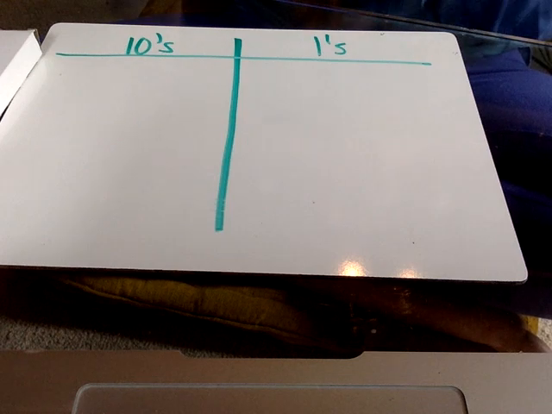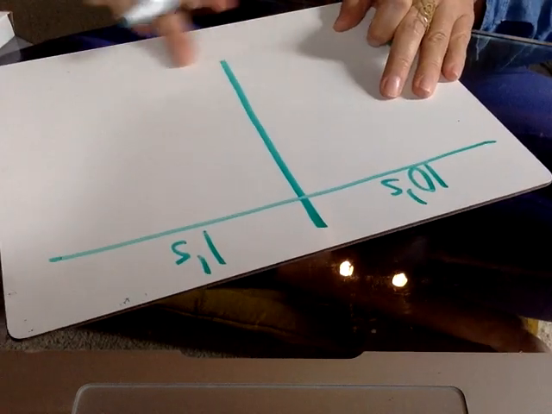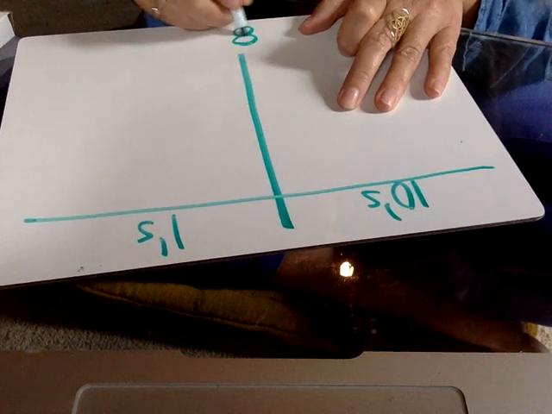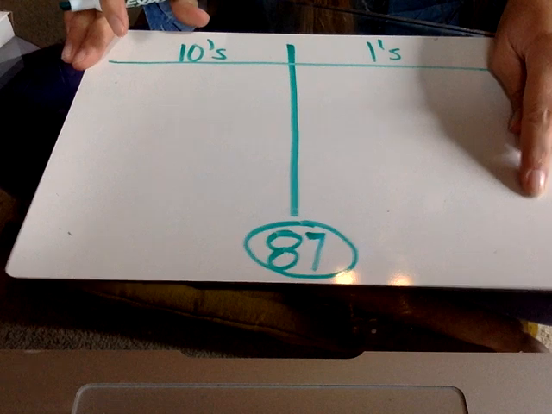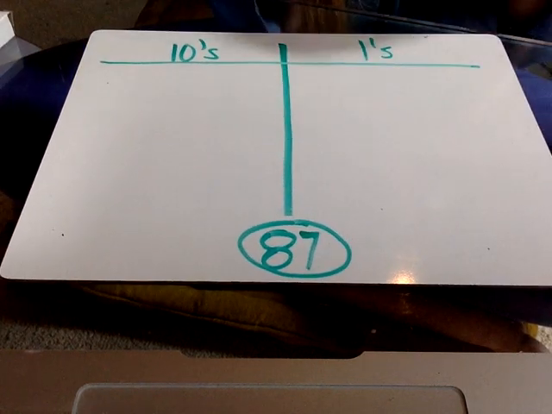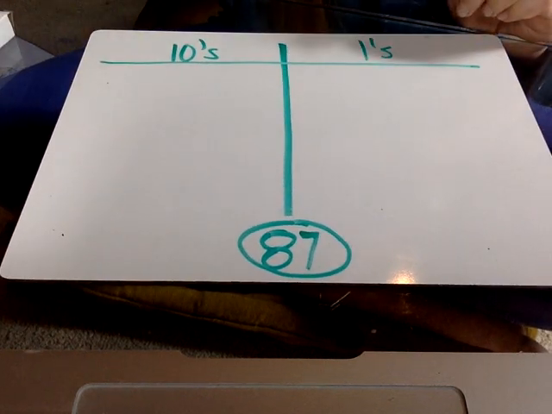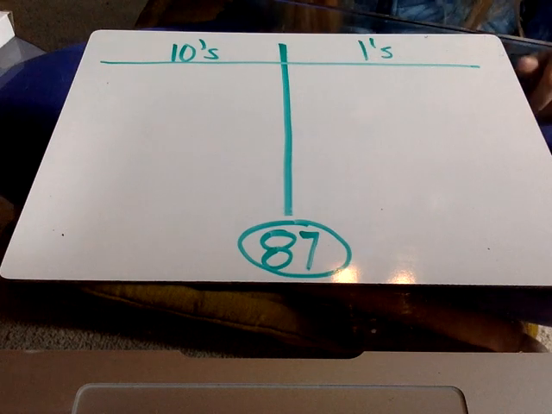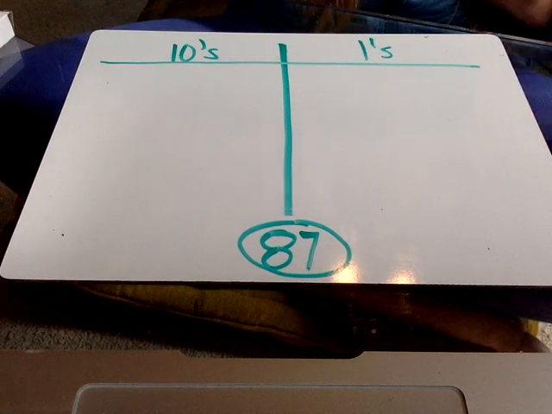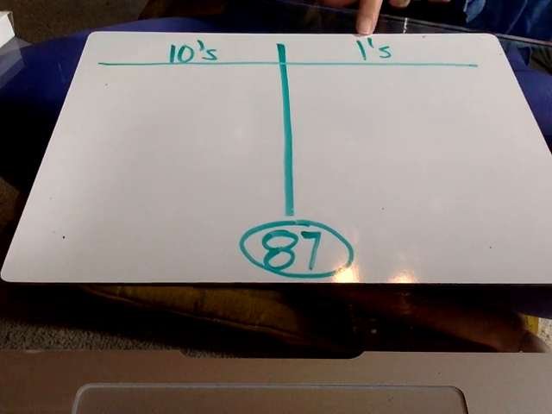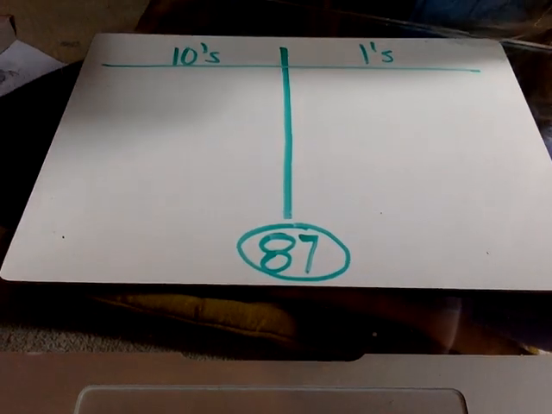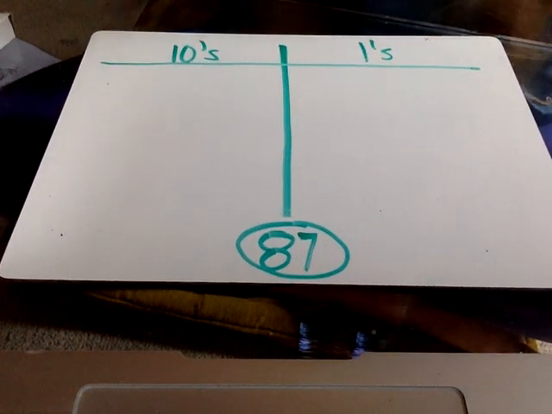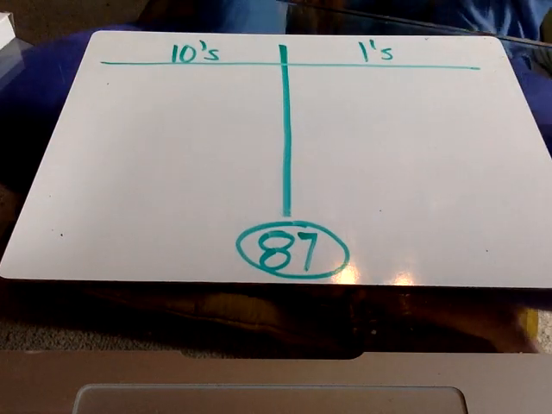So the number is 87. I'm just going to write that at the bottom so that my brain can remember, because I love to see things. My brain especially loves to see things. 87, it helps me think about them. Okay. All right. How many tens and how many ones in 87?